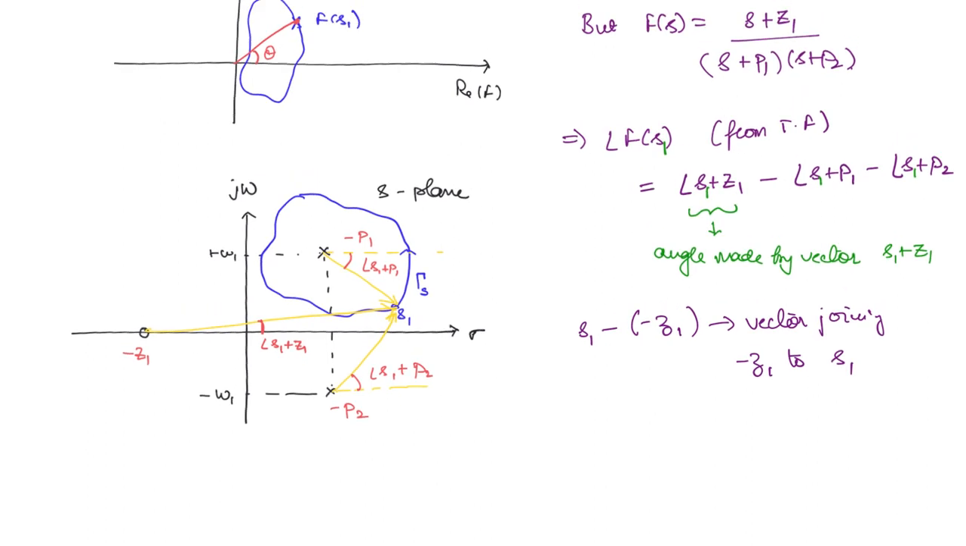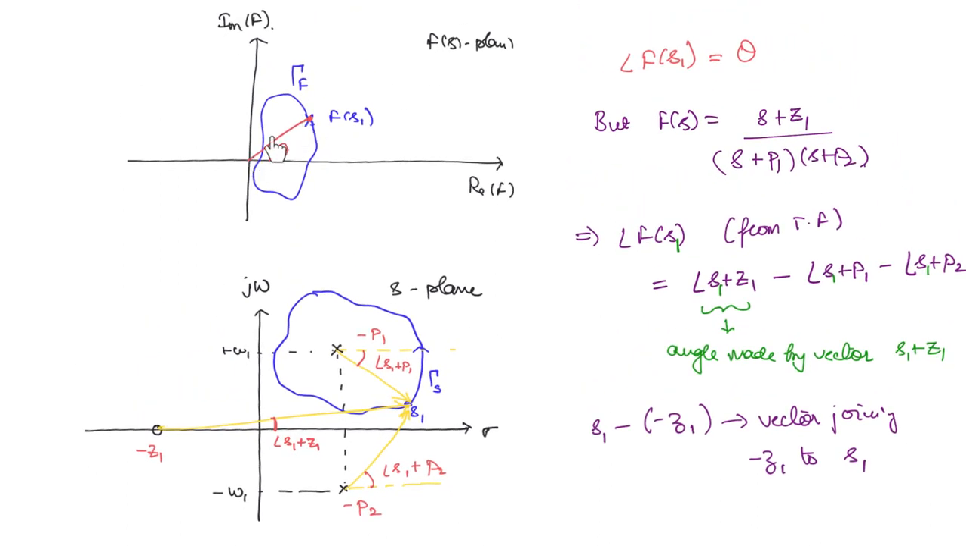So if you want the angle theta, the angle made by the f of s1 point, then you will have to know each of these angles, s1 plus z1, s1 plus p1 and s1 plus p2, and then you have to add them according to this equation, right? So if this is theta 1, then here you will write theta 1. If this is theta 2, then you will write minus theta 2. This is theta 3, then you are going to write theta 3. So then the angle will be theta 1 minus theta 2 minus theta 3. So that is how the phases are related.